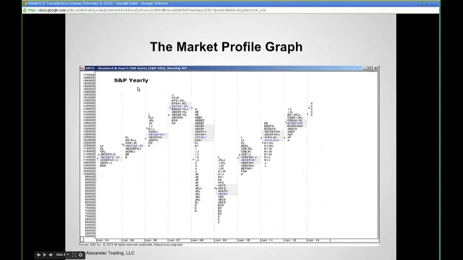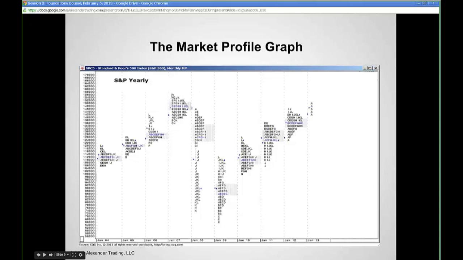Okay, this is the S&P chart. Now this is a yearly chart. In other words, each one of these auctions, each one of these profile units is 1 year of trading. Now there are a couple of subtle things to note here.